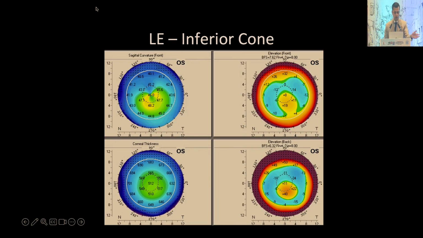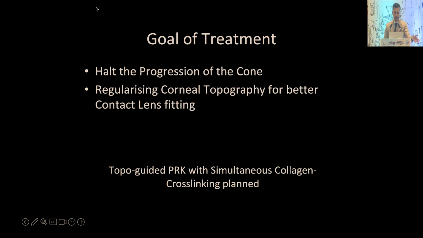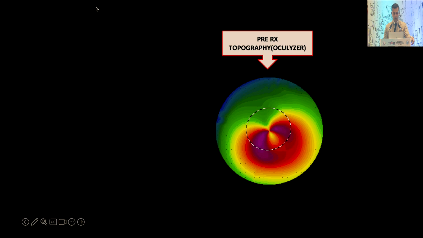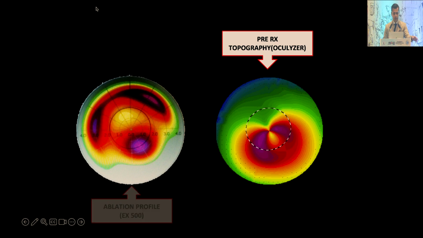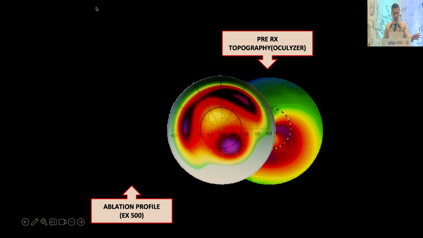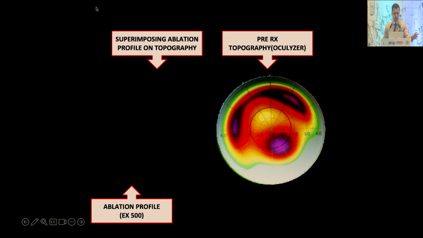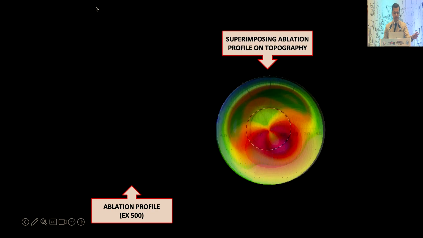So this is an inferior cone, as you can see. The idea for treatment in this was not to give vision, but to halt the progression and, more importantly, to regularize the cornea, but it had been a stable cone. This is the topography, which shows you the cone. This is the ablation profile that is decided by the laser based on the topography data. If you superimpose the ablation onto the patient's cone, you will realize that the laser is going to fire in certain areas where it's going to thin the cornea and shave off the cone.